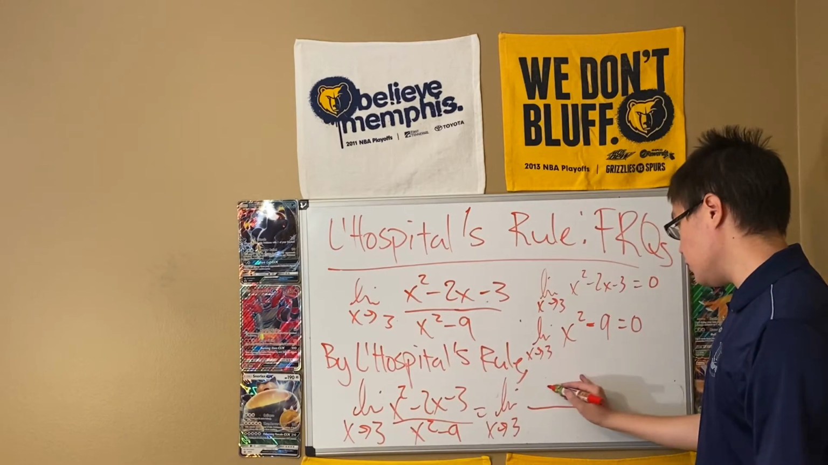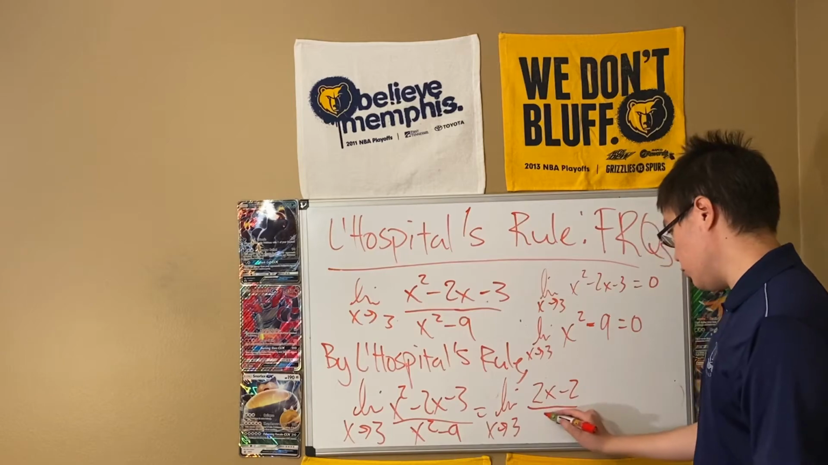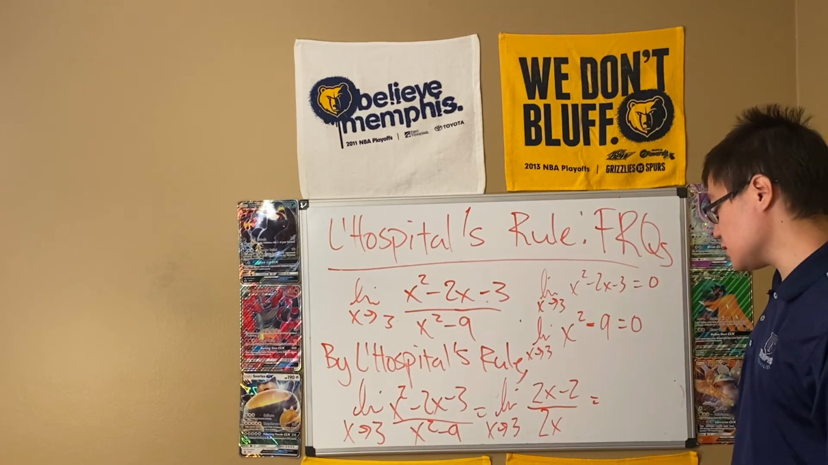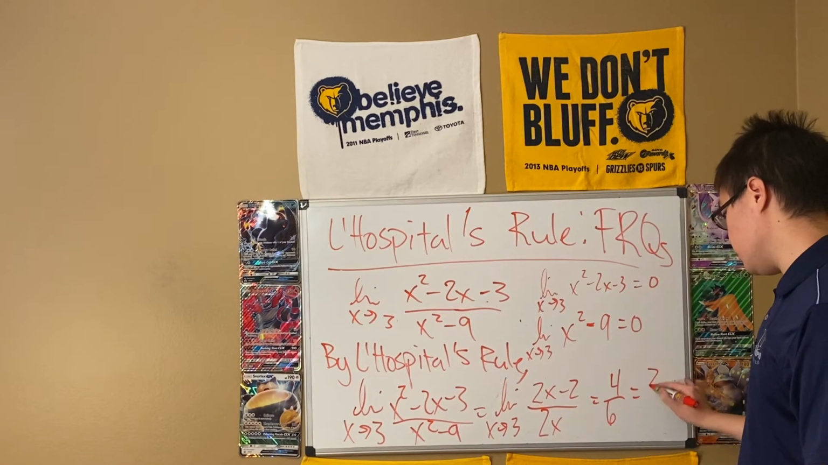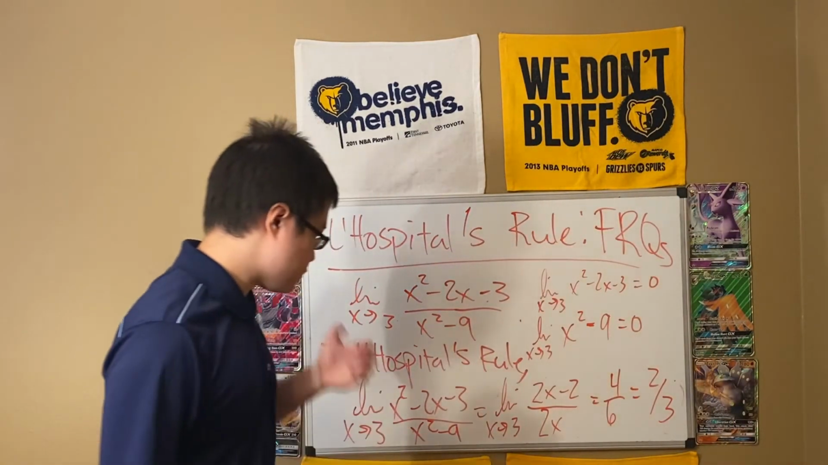Let's take derivatives now. Looks like it's going to be 2x minus 2. And then this is just going to be 2x. We plug in 3. Plugging in 3, you get 6. 6 minus 2 is 4. We get 4 over 6, which is 2/3. So this is going to be my final answer.